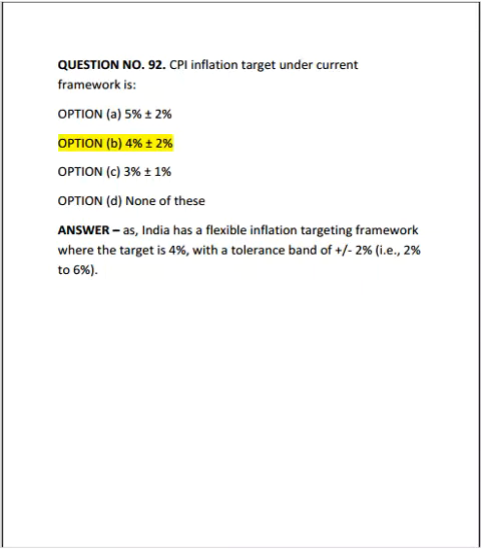Question no. 92. CPI inflation target under the current framework is. Option A. 5% plus minus 2%. Option B. 4% plus minus 2%. Option C. 3% plus minus 1%. Option D. None of these. Answer: B. India has a flexible inflation targeting framework where the target is 4%, with a tolerance band of plus minus 2%, i.e., 2% to 6%.